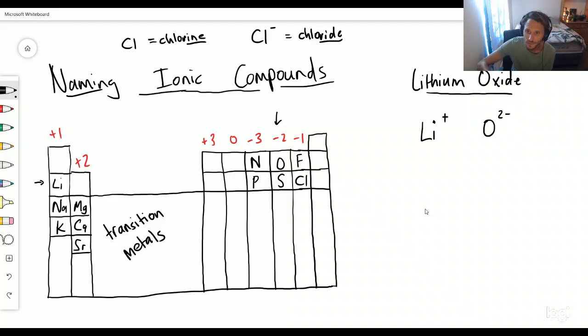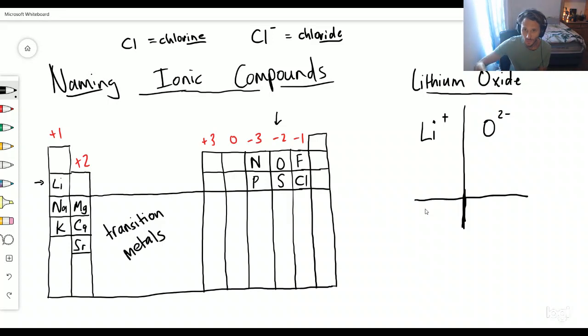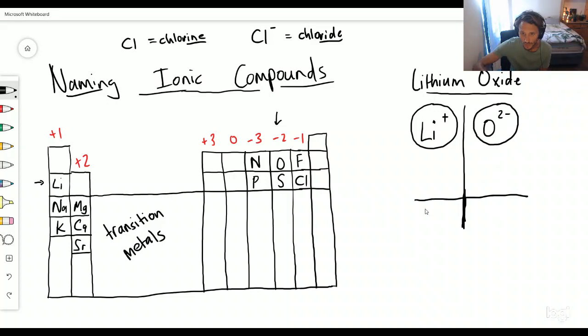Some people say -2. I like to put it as 2-. Now when we name ionic compounds, what we need is for both sides to have the same charge. What do I mean by that? Well, if you count the amount of atoms here, we've got 1 lithium atom and we've got 1 oxygen atom. What's the total charge on the left hand side? Well, there's just a +1, right? And on this side we've got -2 from the oxygen.